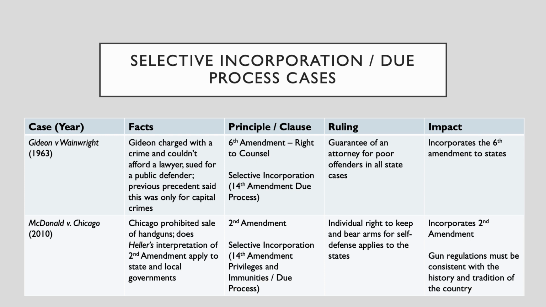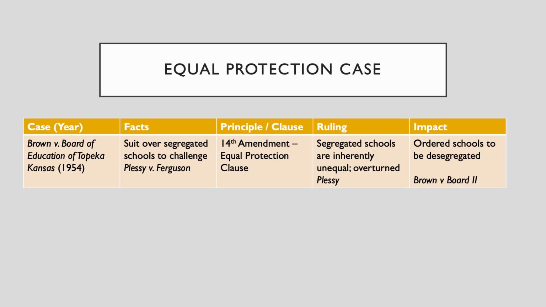For these ones, I've seen FRQ 3s where they're not really asking you what amendment is at stake, but they're asking you about the legal doctrine of selective incorporation. That's why they're grouped together, even though one is about procedural due process and one is about guns. And the last one is Brown versus Board of Education.